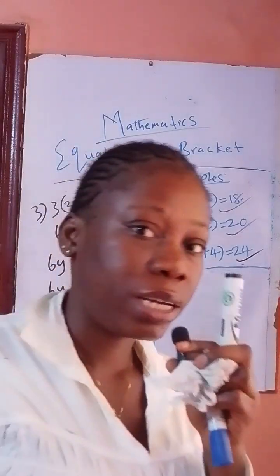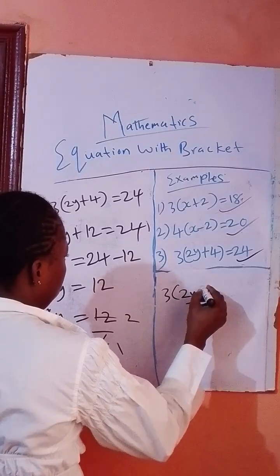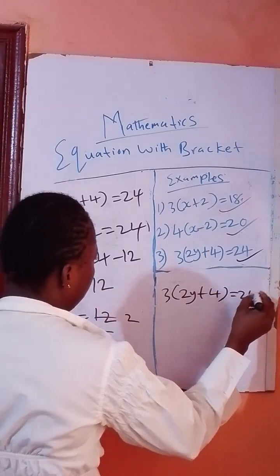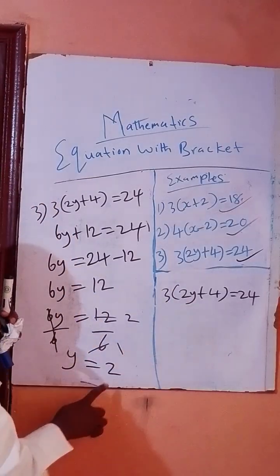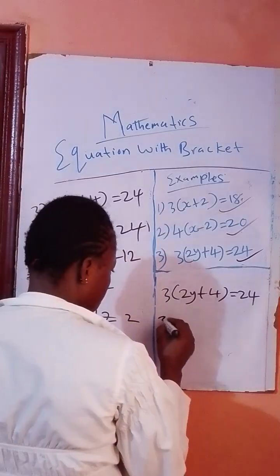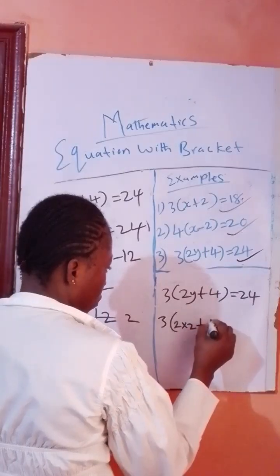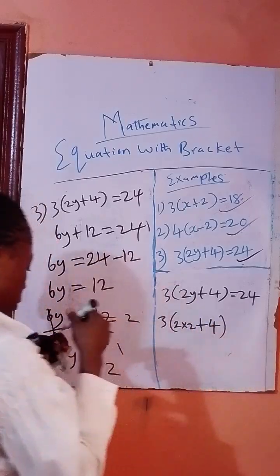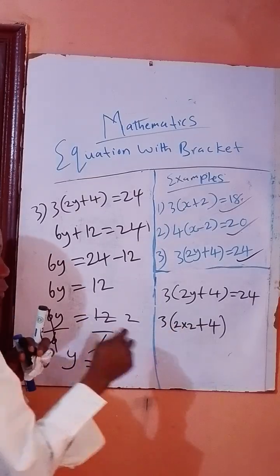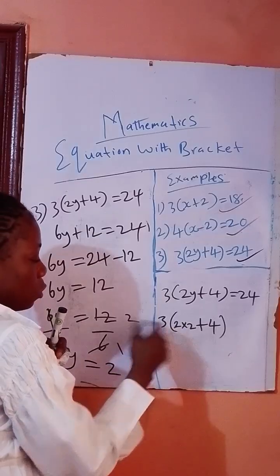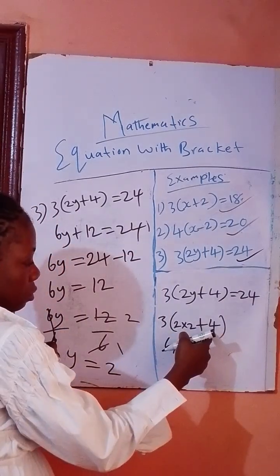Let's check our answer now whether it's correct. This is the question they gave us. Now, instead of me writing y, I'll be writing 2. This 2, times this 2. 3 times 2, 6 times 2, plus 3 times 4 is 12.